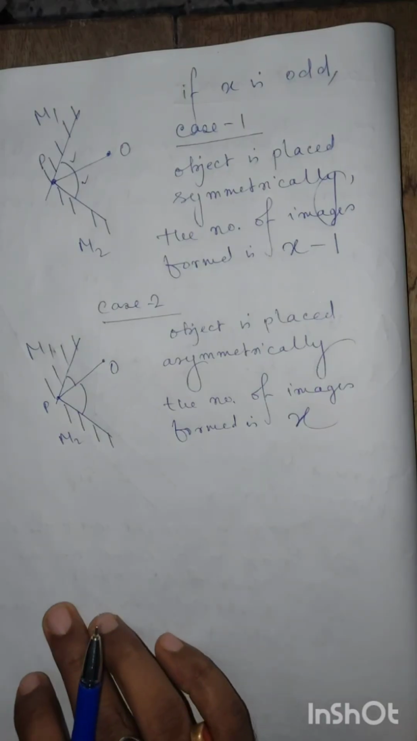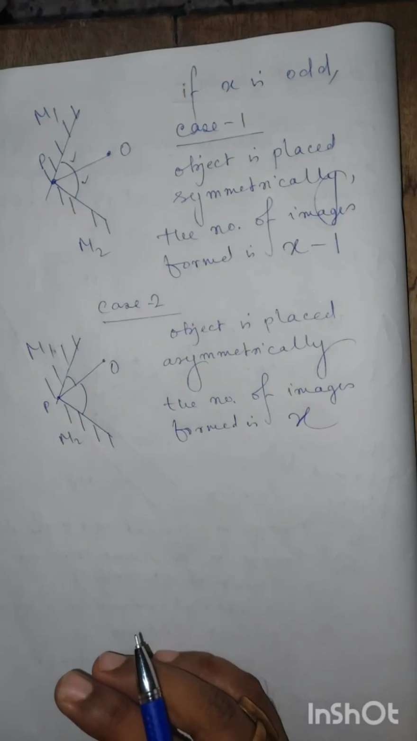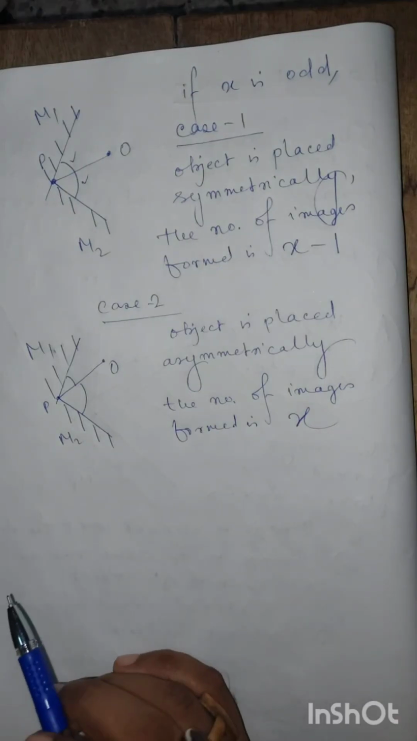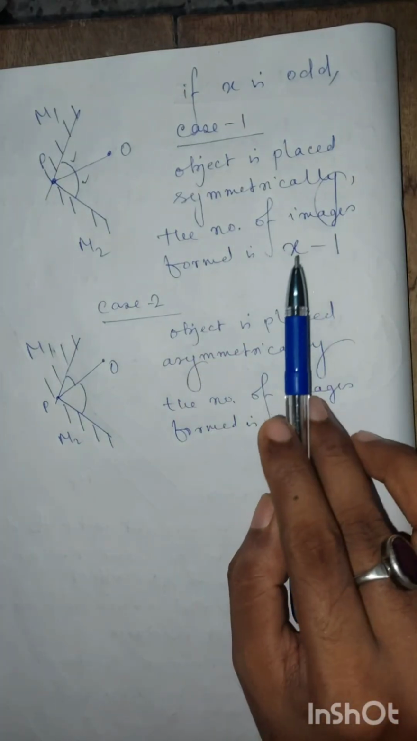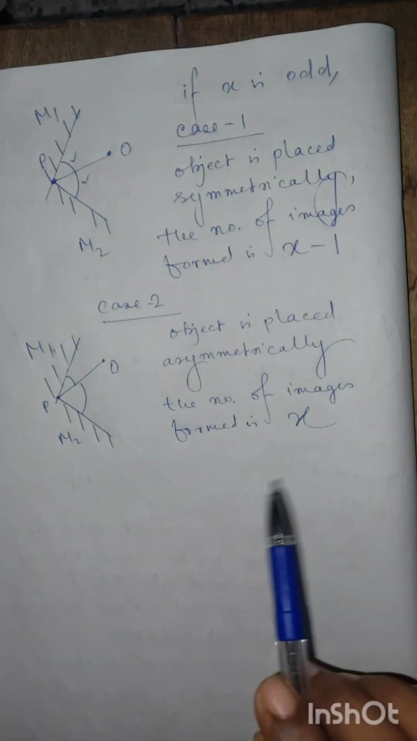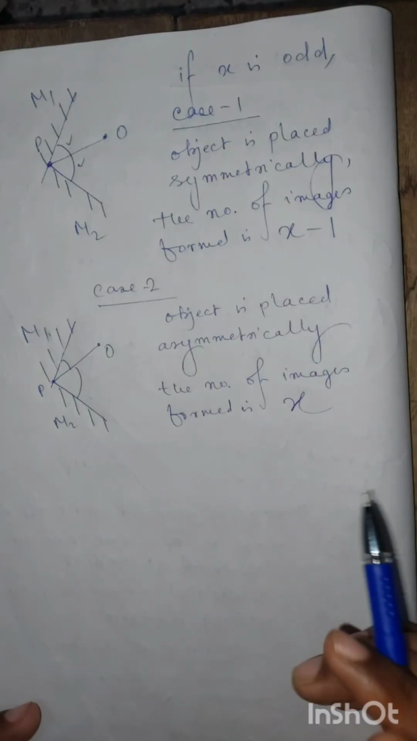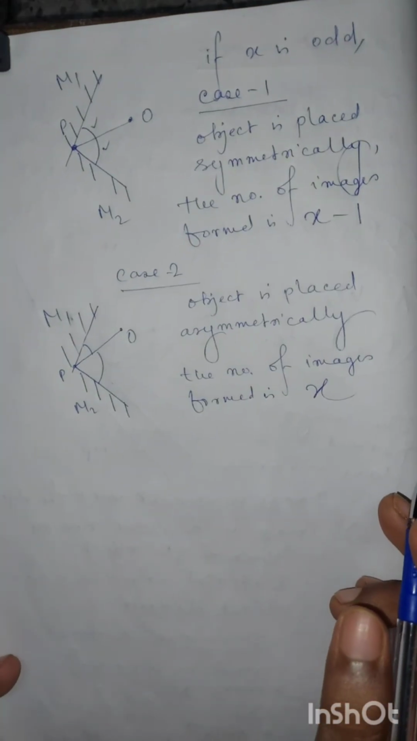When 360 by theta is even, that means x is even, then the number of images is x minus 1. When x is odd, case 1, when the object is placed symmetrically, the number of images is x minus 1. And case 2, when the object is placed asymmetrically, the number of images is x. Okay, now let me give one example.